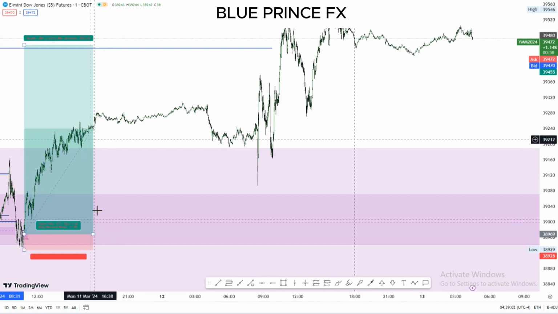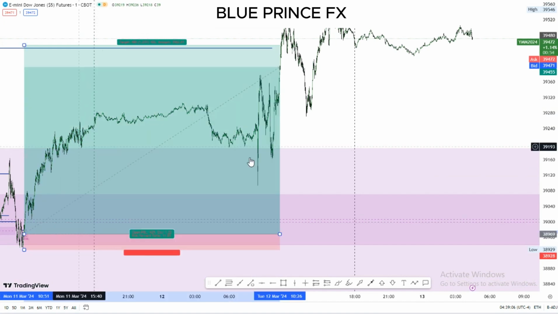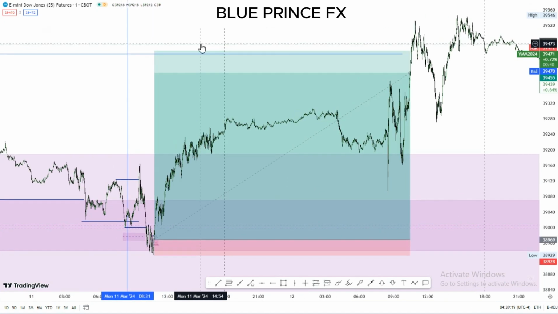So if your stop loss is here, during NFP here, you're going to be stopped out. But if you can see, the market did exactly that and went to the external liquidity. So that's how you trade. That's how you combine ICT concepts to create a strategy.